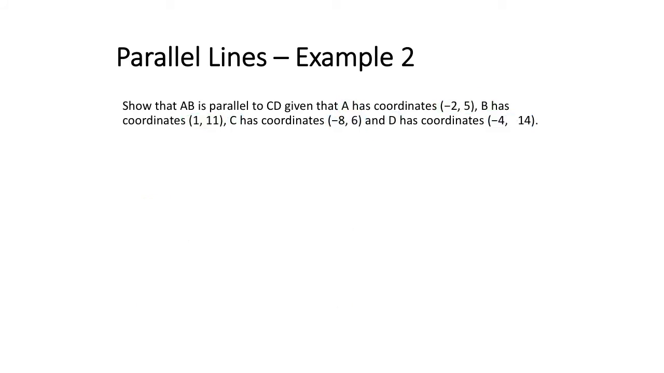In this example, we want to show that line AB is going to be parallel to line CD. We've been given the coordinates of point A, which is -2 and 5, point B, which is 1 and 11, point C, which is -8 and 6, and D, which is going to be -4 and 14. To show that the two lines are parallel, I need to prove that they've got the same gradient. So I need to calculate the gradient of AB and the gradient of CD.